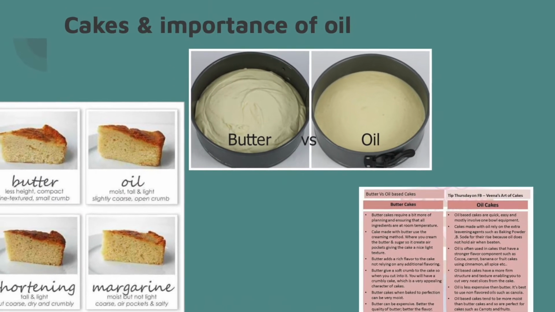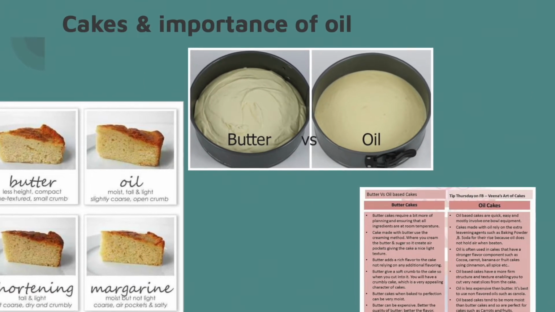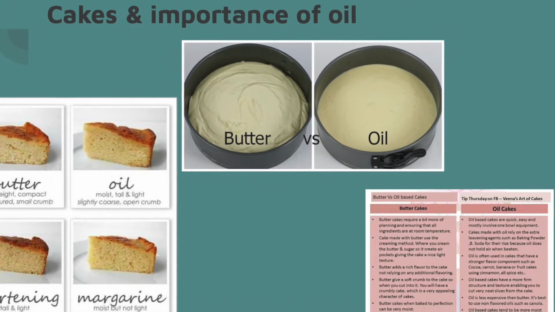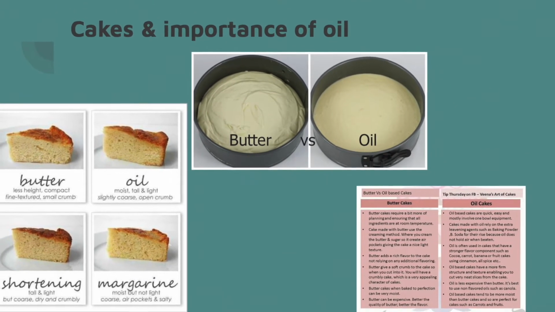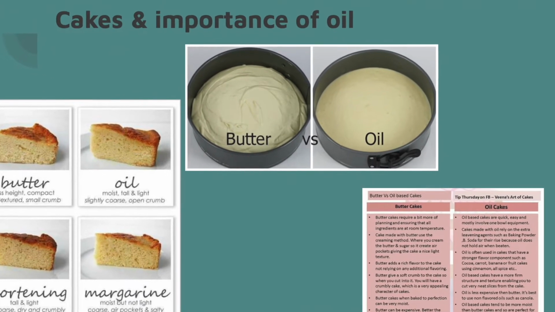Next, I will be talking about the importance of using oil when baking cake. When baking a cake, it's important to use fatty oils. Using something like vegetable oil when cooking a cake is important because oils remain liquid at room temperature, whereas ingredients like butter don't.